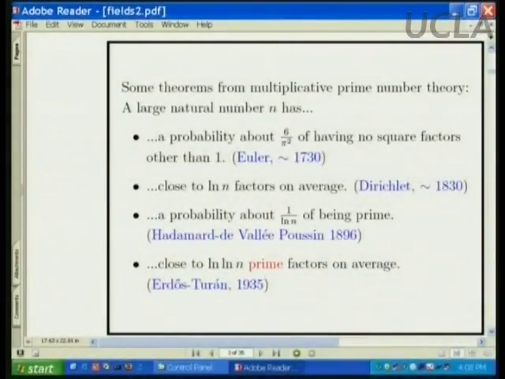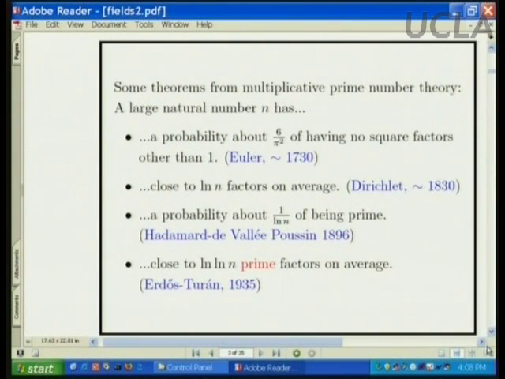Just to give you some examples of the type of results that we know about, here are some results from multiplicative prime number theory. If you take a really big natural number n, like a number of size 1 billion, what kind of properties does it have? Well, it depends on n, but you can ask statistically, for all numbers in a certain range, say between 1 billion and 2 billion, what tends to happen with a large number. Here are some classical facts.